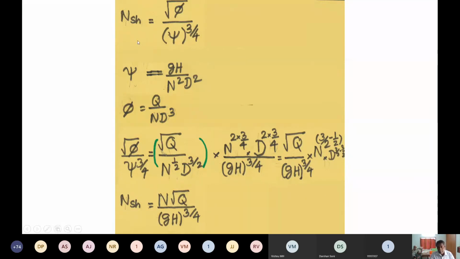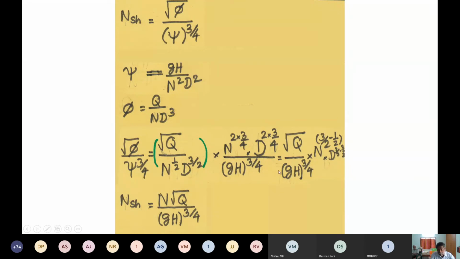Okay, this gives the mathematical manipulations required to get that number. So shape number is root of phi divided by psi power 3 by 4. Psi is gh by n square d square. Phi is q by n d cube. So root phi divided by psi power 3 by 4 is root of q, that is for phi, you know, q is there, n d cube is there. That term I have brought here, and I have added the square root. Instead of n here, I have put n root. Instead of d power 3, I have put d power 3 by 2.